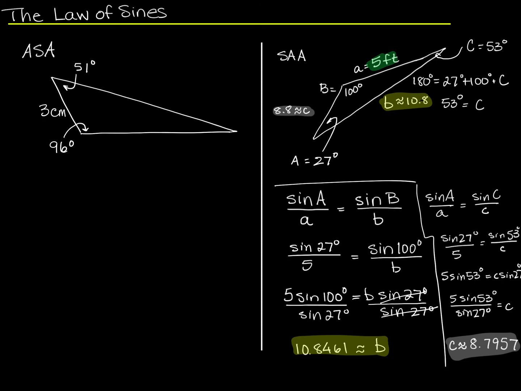I'm still in degrees, so I get 51 plus 96 plus, I guess I'll just call it C for right now, is 180 degrees. And when I subtract 51 and 96 from 180, I get 33. So that means this angle here that I didn't previously know is 33 degrees. Now I have an angle and a side opposite, both of which I know the measurements for. So now I can use the law of sines.